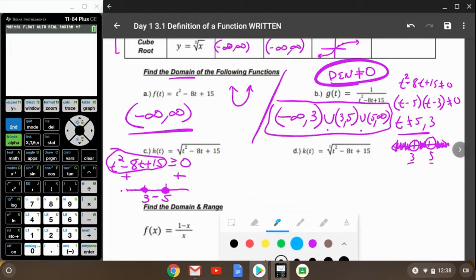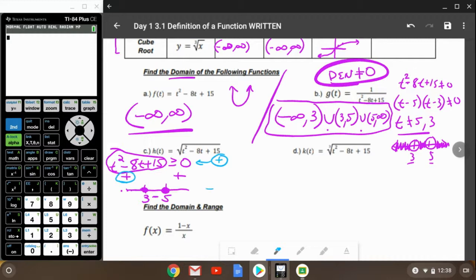This is saying we want to look at where are all the positive values. Oh, look, here's where I see a positive value. So that means that it would occur from negative infinity to 3, bracket, because we are including it, right? We have a closed circle there because it's greater than or equal to. So we have that. And we also want to say, well, it's also here greater than 5. So union 5 to infinity. And this would be the domain of that square root.